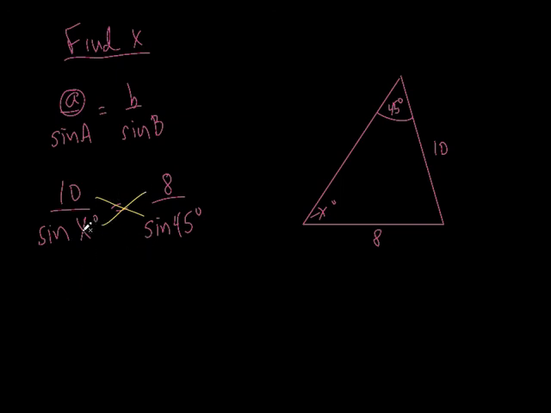I like the x to be on the left-hand side, so let's do these two first. It is sine of x times 8, but what's a nicer way to write that? That's right, 8 sine of x. Okay, that's a lot better way to write it, don't you agree? Is equal to, let's do the other one, what's that going to be? 10 sine of 45. Okay? Now let's do some math.